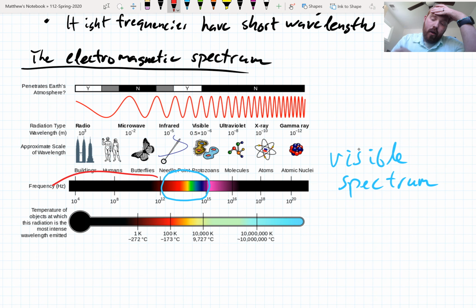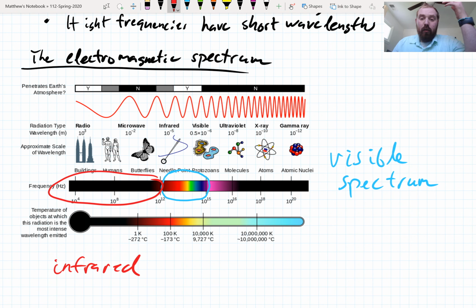Then you can have the infrared. Those are the wavelengths that are longer than red. They're below our ability to see. We associate temperature and glow with lights at this wavelength. And then we have the ultraviolets.